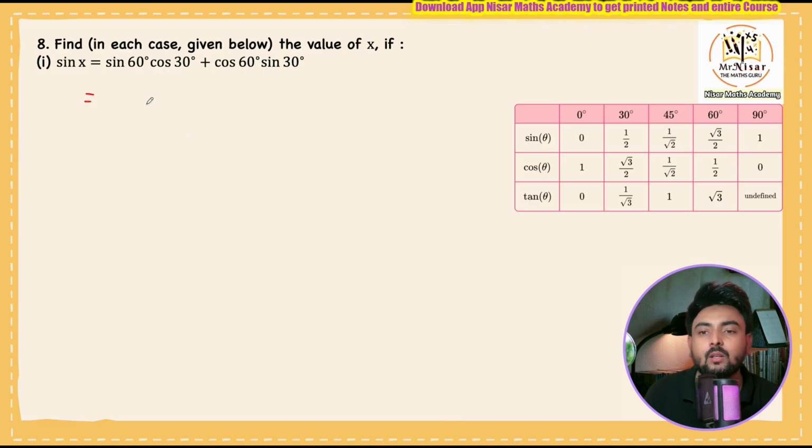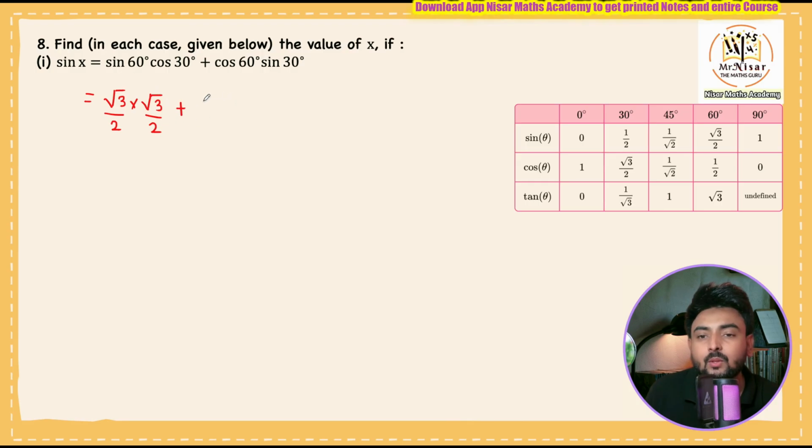So let's see now, sin 0 is 0, sin 30 is 1 by 2, sin 45 is 1 by root 2, sin 60 is root 3 by 2, and sin 90 is 1. cos 0 is 1, cos 30 is root 3 by 2, cos 45 is 1 by root 2. This value should be on your tip of tongue. Now what is the value of sin 60? Sin 60 we have root 3 by 2, and then we have cos 30. Cos 30 is again root 3 by 2. So you have to put these values, you have to solve, and then you have to move ahead.